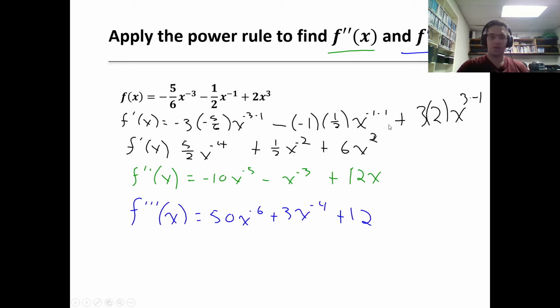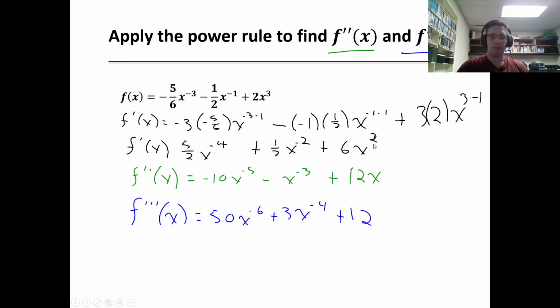All right, so if I have a function f, what's f double prime of x? Well, to find double prime and then triple prime, we first have to find f prime. So we're going to do power rule over each term separately. We end up with f prime equals 5 over 2 x to the power of negative 4 plus 1 half x to the power of negative 2 plus 6x to the power of 2.